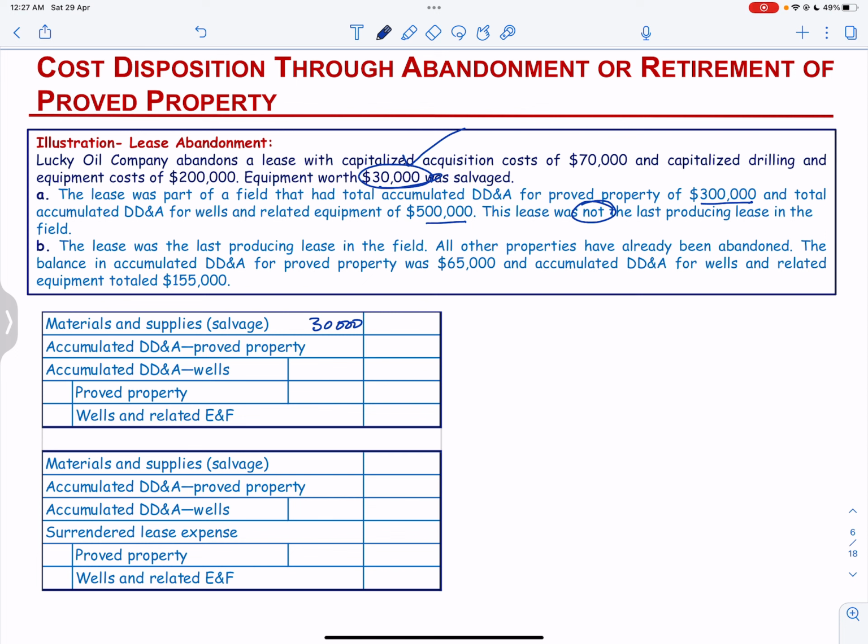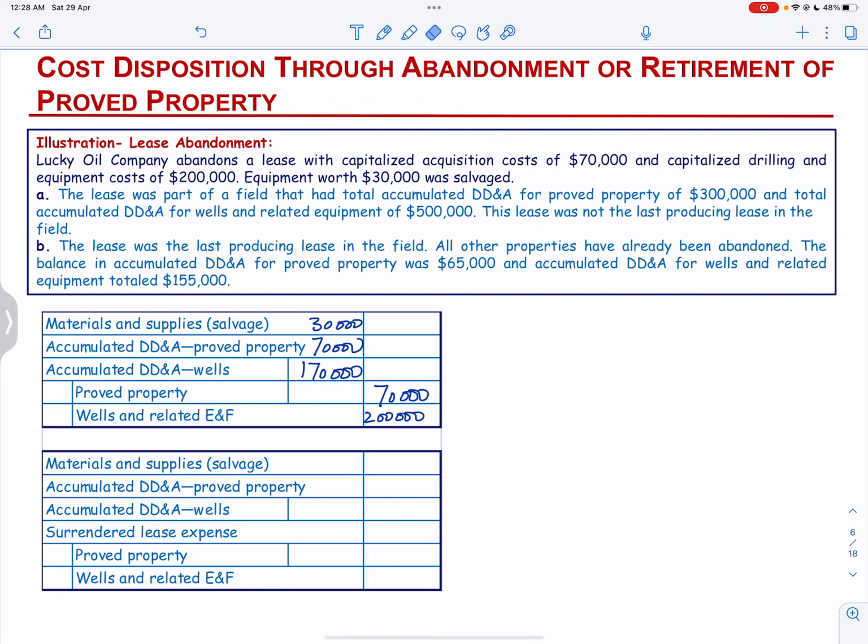Then accumulated DD&A for the proved property is going to be 70,000, and accumulated DD&A for the wells will be net of the salvage value, that is 200,000 minus 30,000, that gives us 170,000. Proved property will be credited by 70,000, and wells and related equipment and facilities by 200,000. Now this was the situation because the lease was not the last producing lease in the field.